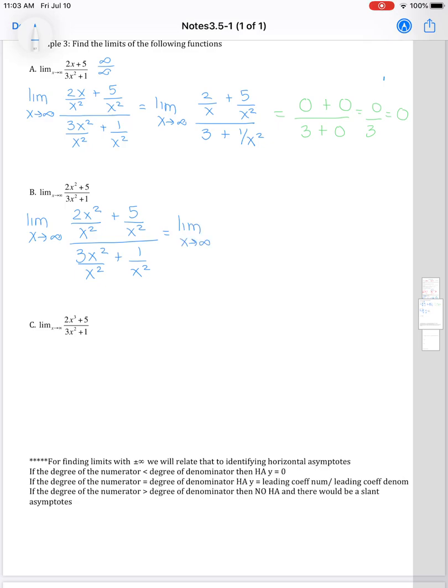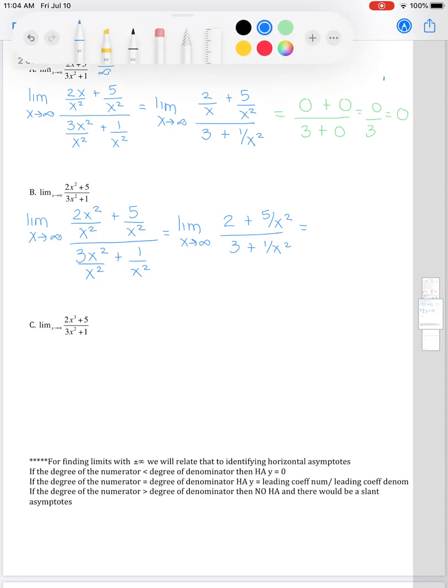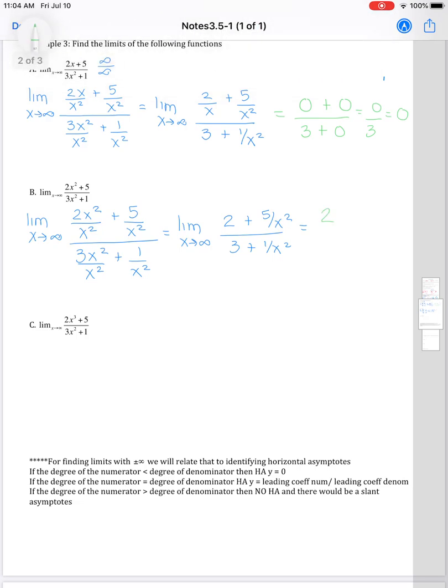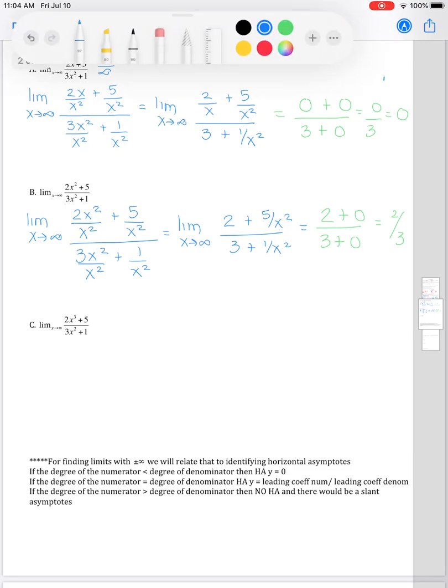All right, so when we simplify, we get 2, 5 over x squared, 3, 1 over x squared. So when I say shortcut, that shortcut is going to apply to checking your work, not doing your work. So we have 2 stays 2, 5 over x squared is 0, 3 stays 3, and 1 over x squared is 0. So we end up with 2/3 for a final answer for that one.